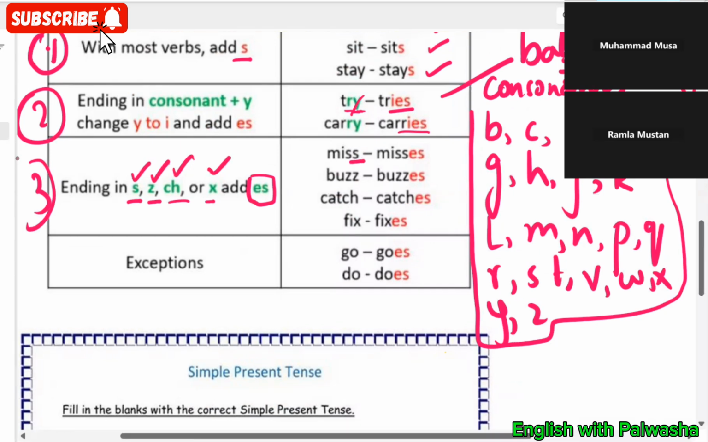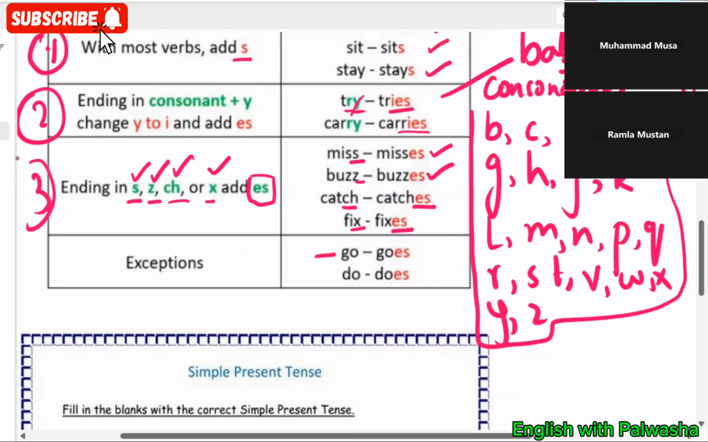Let's suppose miss. S comes in it, so misses. We add ES with it. For S, Z, CH, or X, we just add ES. If catch, catches. In fix, ending in X, we add fixes. ES to them. Exactly. But there are exceptions.